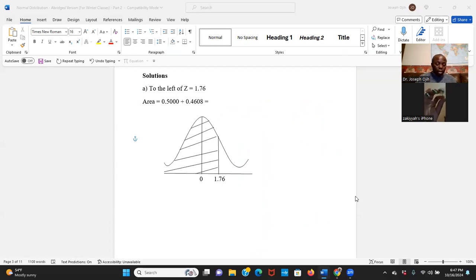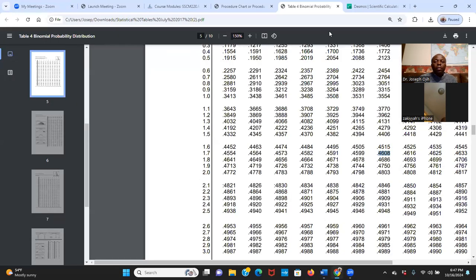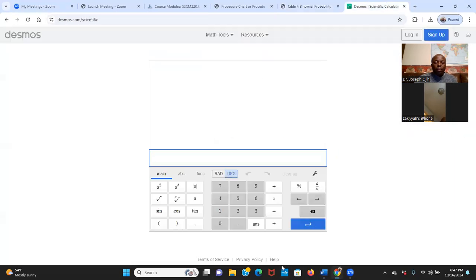0.5000 plus 0.4608. Okay. The calculator, we are looking for it. Okay, it's right over here. Okay, let me share it with you. That is the calculator right there.